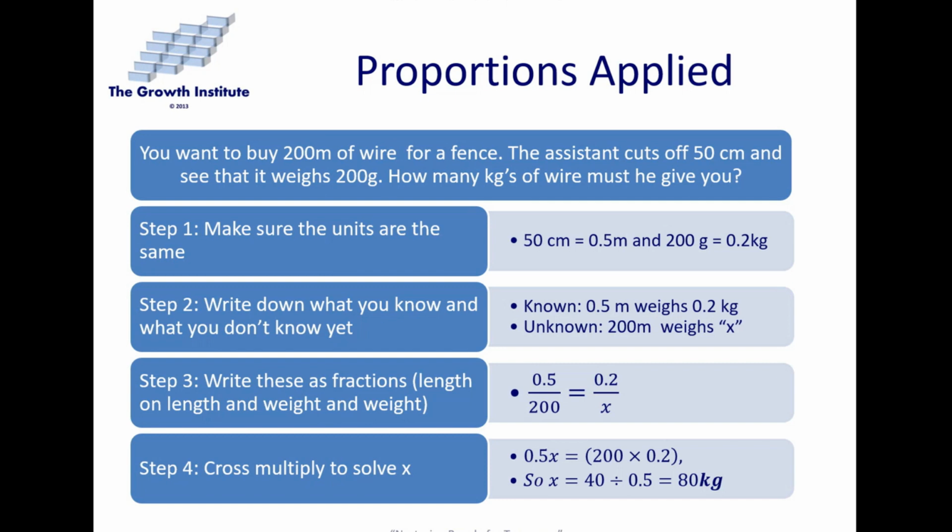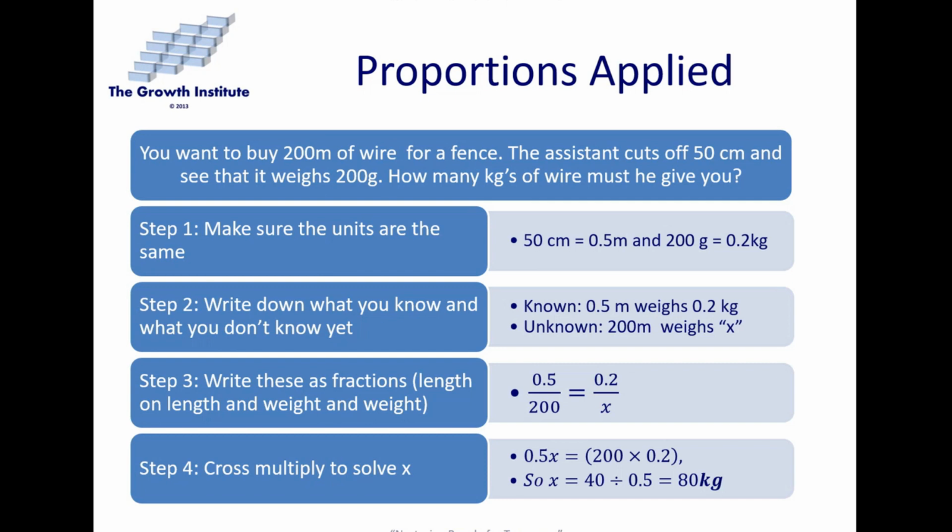We also see there that when he cuts off the 50 centimeters, he gets 200 grams, but the question asks you how many kilograms. So we're going to take the 200 grams and turn it into kilograms. We know that there are 1,000 grams in a kilogram. Therefore, if we divide 200 by 1,000, we get 0.2. And so 200 grams can be written as 0.2 kilogram.